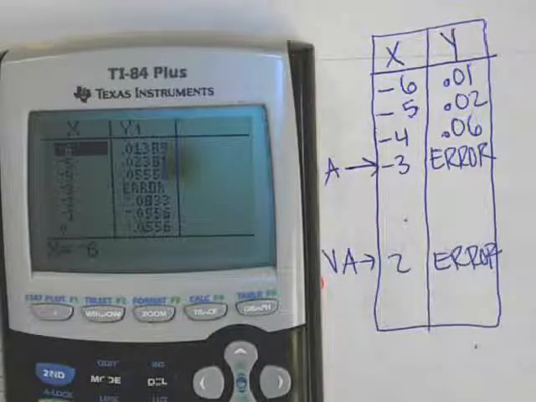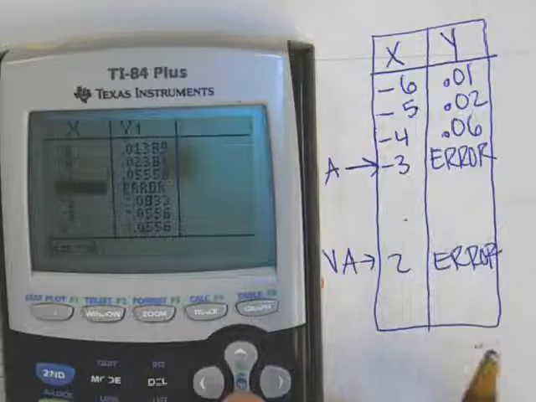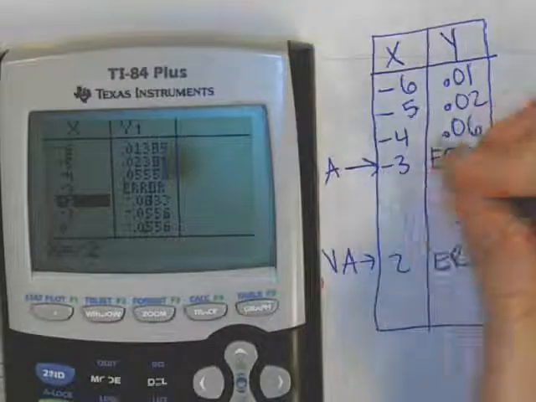Okay, now go below the -3. We're going to do the same thing. -0.08.